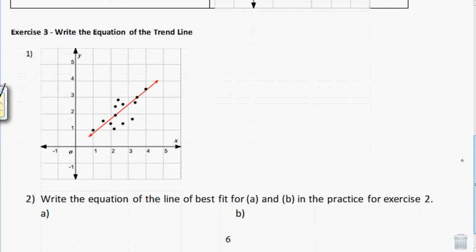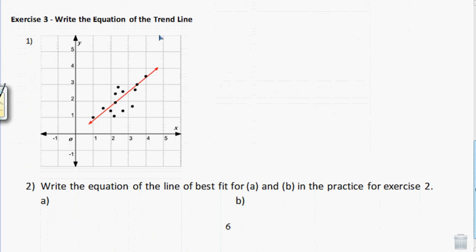In exercise 3, they have the line for us, but they're asking us to write the equation. So here's what we do. We have to extend this line so that we could see where it hits the y-axis, because an equation of a line is in the form of y equals mx plus b. I want you to first find b. I like finding b first. And this one looks like it's at 0. Looks like it's at the origin. Then I want you to find m.